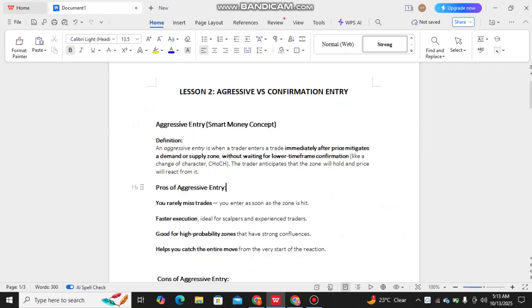Number two is fast execution, which is ideal for scalpers and very experienced traders. Number three is it's good for high probability zones that have strong confluences. And number four, it helps you catch the entire move from the very start of the reaction. So you are not waiting for anything, you are riding the whole trend, you are riding the whole move, so you are not missing anything.